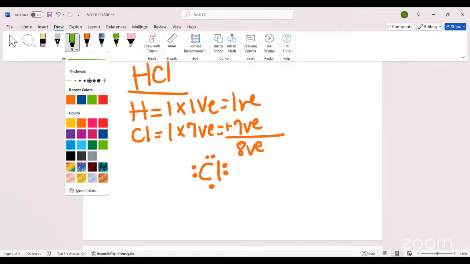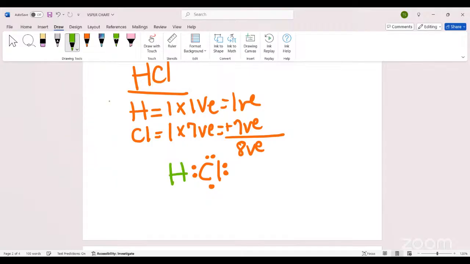So hydrogen says, all right, I'll come to your little party and I'll give you one of my valence electrons. Now when hydrogen drops one of its valence electrons, chlorine is happy, saying, yo, I'm glad you showed up because now I've got 8 valence electrons around me. Now I am complete. Chlorine came in with 7 because it's in group 17.